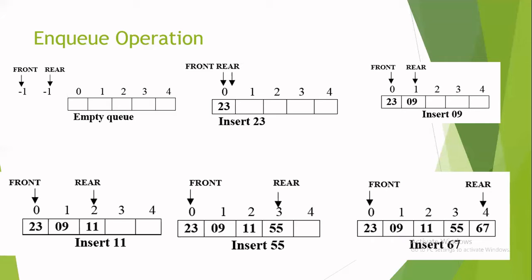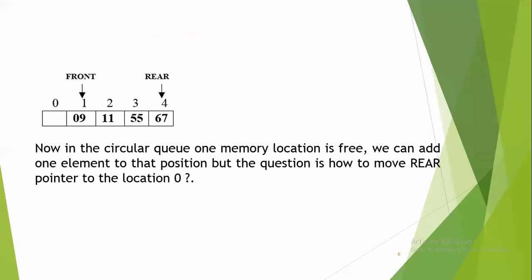Okay. Let us now delete one element from this queue. How are we going to delete an element from the circular queue? You just increment the front pointer. Now the front pointer is pointing to index location 1. It means the previous element was deleted. Now in the circular queue, one memory location is free. To this memory location, that is the first memory location, it is possible to add an item. We can add one element to this position.